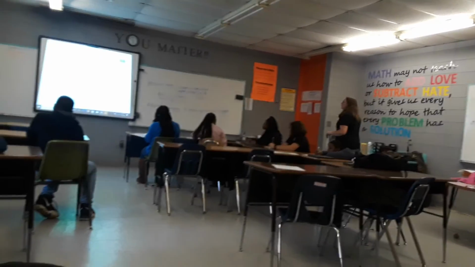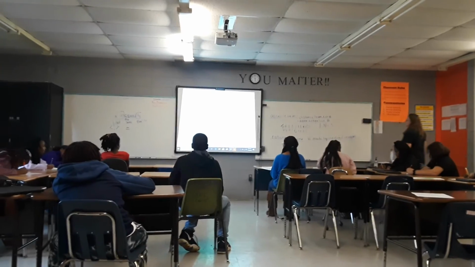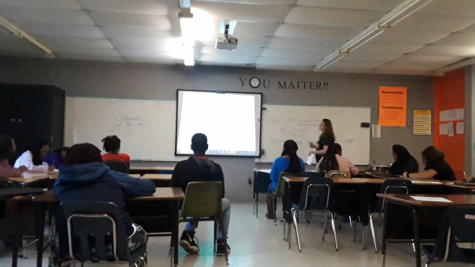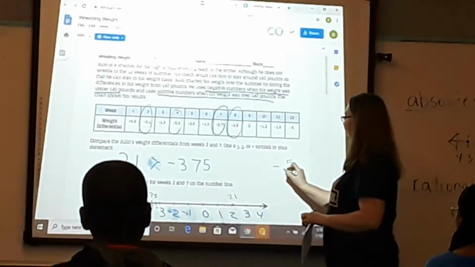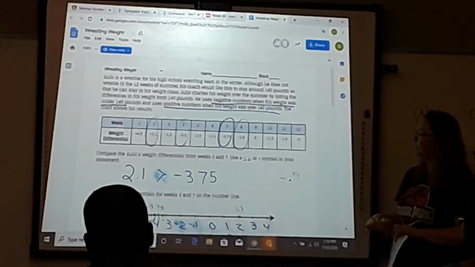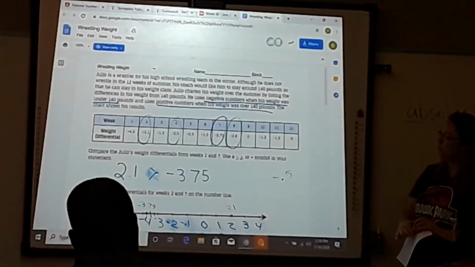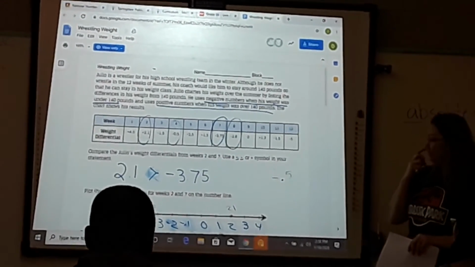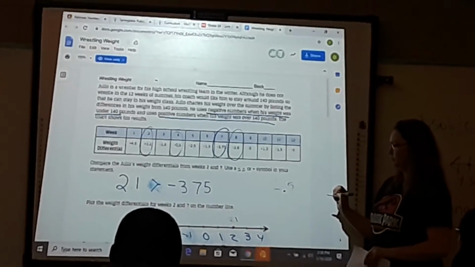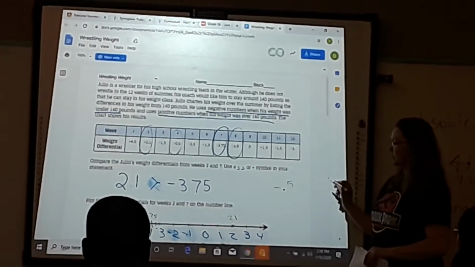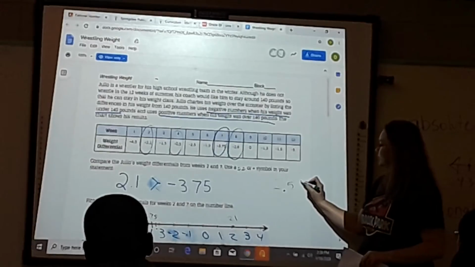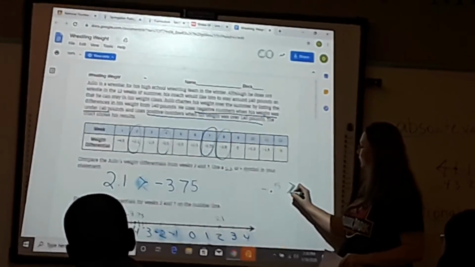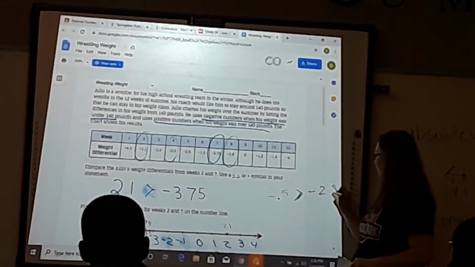Okay, so negative 1/2, which is negative 0.5, is greater than, less than, or equal to negative 2.8? Greater than, because the further we go left on the number line, the smaller the number gets. It is greater than negative 2.8.